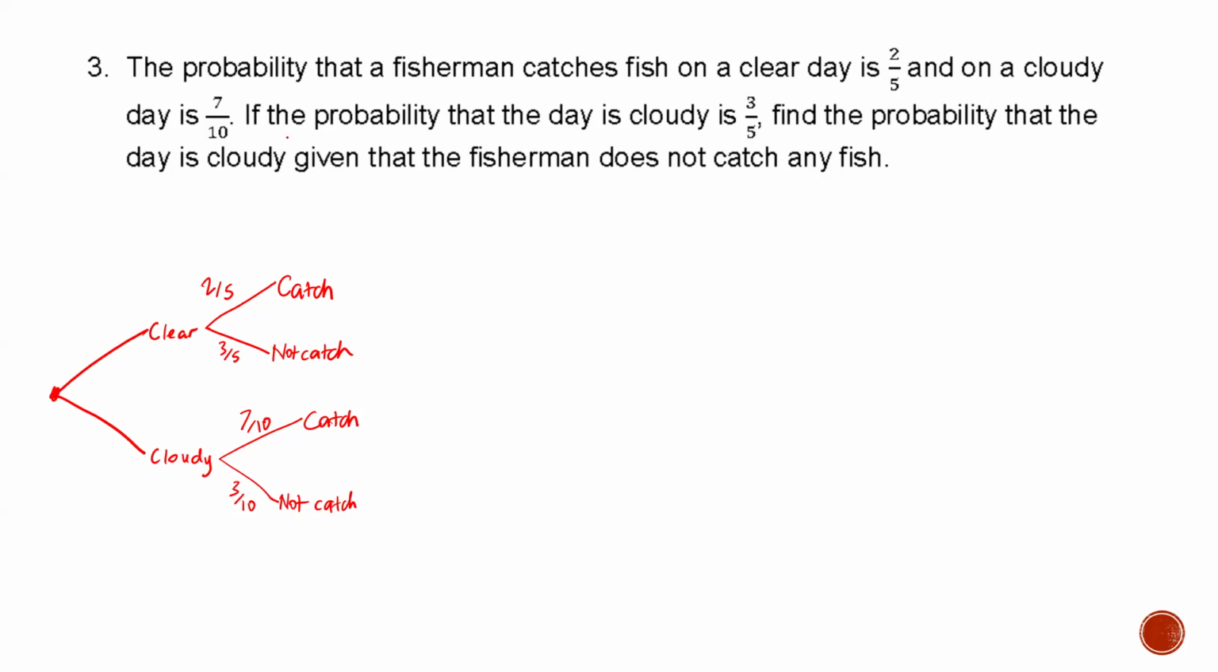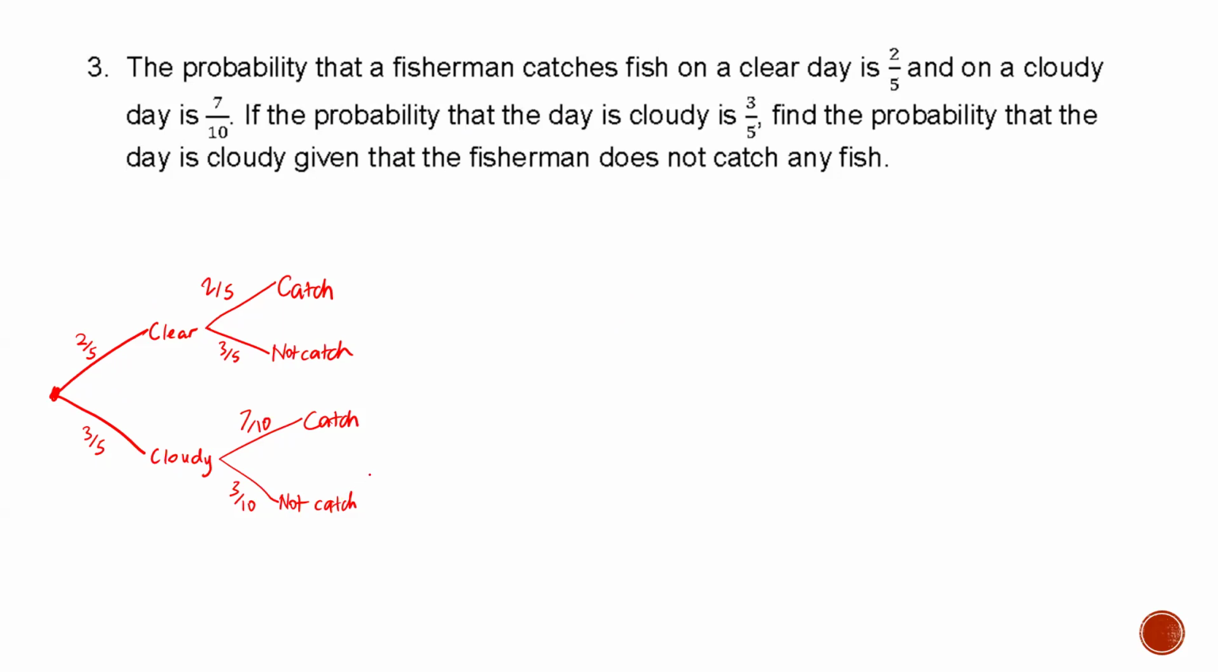So the next sentence tells us the probability that the day is cloudy is 3 out of 5. We can assume that there is no other weather apart from cloudy and clear. So if the probability of the day being cloudy is 3 out of 5, then the probability of it being clear will be the complement, 1 minus 3 out of 5, which is 2 out of 5.